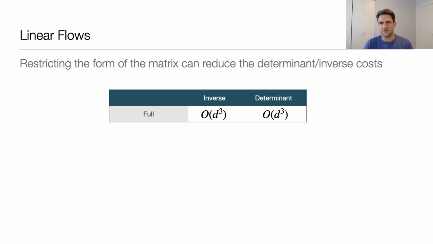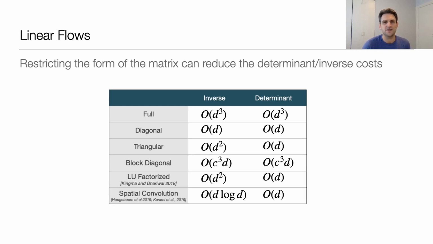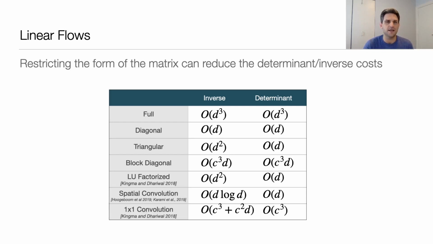And of course, one of the ways around this is that we can reduce the cost of the determinant and the inverse by restricting the form of that matrix. So for instance, for a diagonal matrix, we get a linear cost. For a triangular matrix, it's quadratic for the inverse and linear for the determinant. Block diagonal matrices depend on the size of the block. And basically, there are many different kinds of structures that we can apply and restrict the form of these matrices in order to get determinants and inverses that are more computationally efficient to compute. But that still doesn't solve our problem that linear transformations are closed under composition.